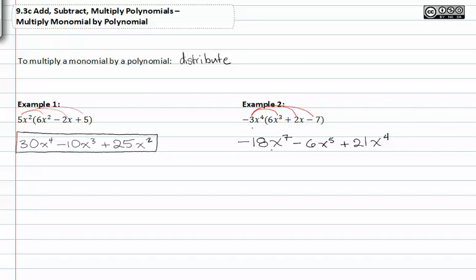I can go through and make sure that there are no like terms, and once I've found that there are no like terms to simplify the expression further, I'm done. And I know that this is my most simplified expression.